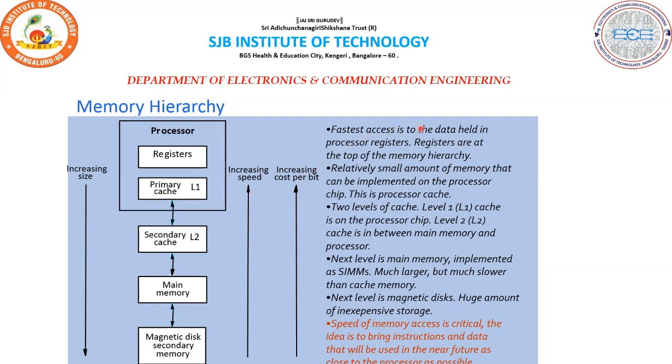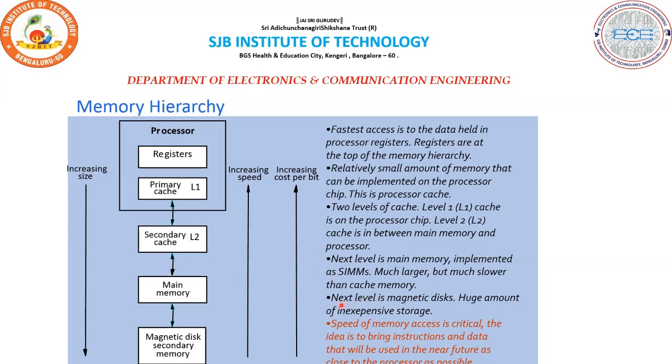Fast access to data is held in the processor registers at the top of the memory hierarchy. Next is a relatively small amount of memory that can be implemented on the processor chip, called the processor cache. Two levels of cache are available, level 1 and level 2. The cache on the processor is level 1, and the level 2 cache is between the main memory and the processor. The next level is the main memory, implemented as SIMMs, much larger but slower than the cache memory.